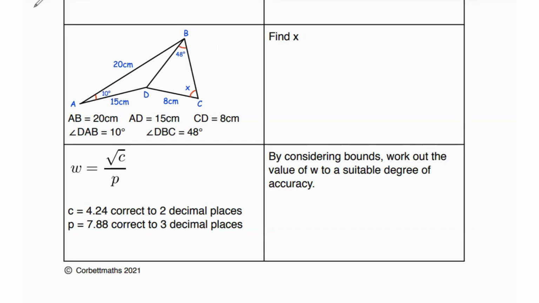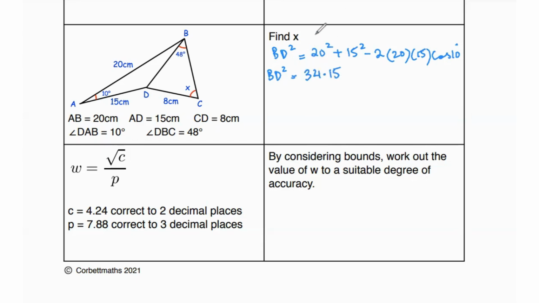So that's the basic condition for using cosine rule. Either you need all three lengths, or you need two lengths and the angle between them. Since it meets the requirement, I'm going to use cosine rule over here to find the length of BD. BD squared equals 20 squared plus 15 squared minus 2 times 20 times 15 times cos of 10. So that's going to be basically BD squared equals 34.15.